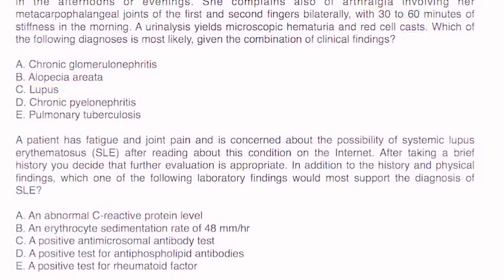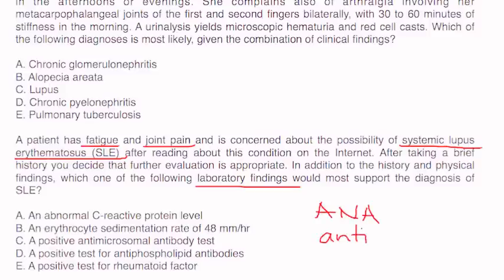Next question. A patient has fatigue and joint pain and is concerned about the possibility of systemic lupus erythematosus. After reading about this condition on the internet, after taking a brief history to decide further evaluation is appropriate, in addition to the history and physical findings, which of the following lab findings would most support the diagnosis of SLE? Well, remember, ANA and antiphospholipid are the two antibodies that are important to test, so that is choice D.